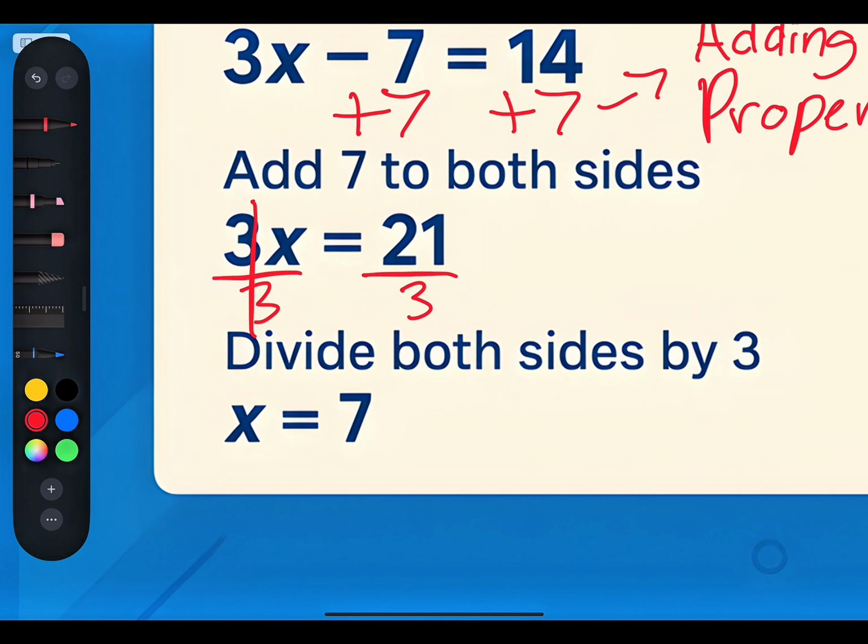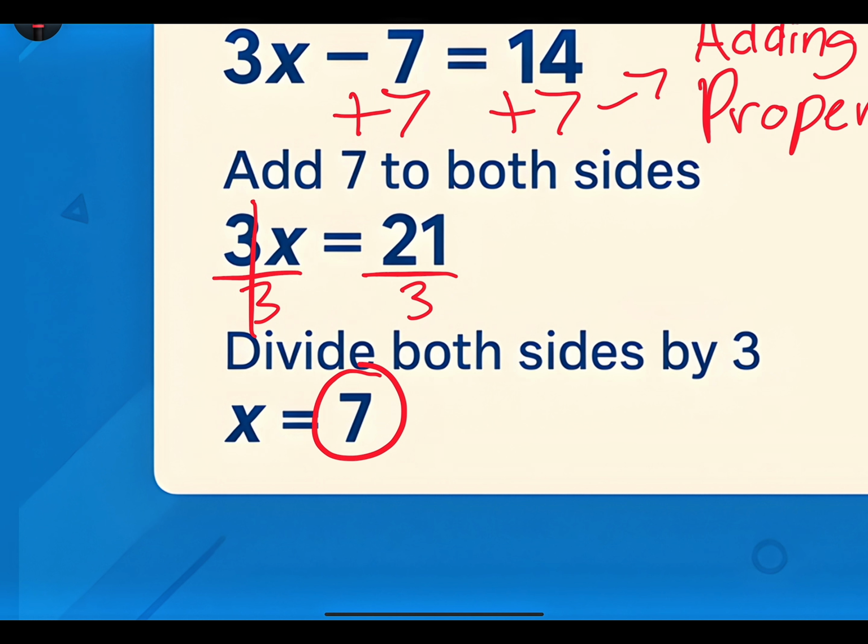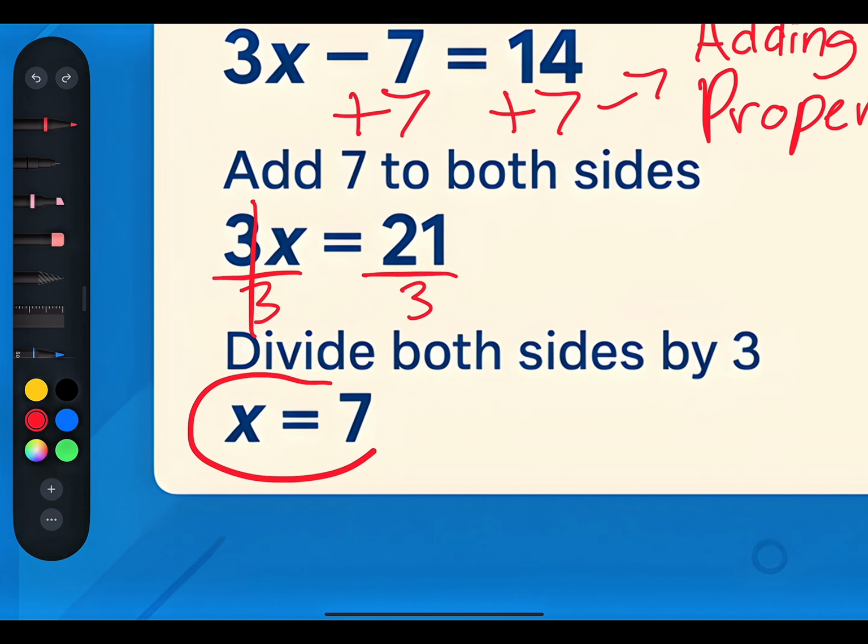So now we have x by itself, like over here in this case. And now we have to divide 21 by 3. So 21 divided by 3 equals 7. So this is our solution. Our solution would be x equals 7.